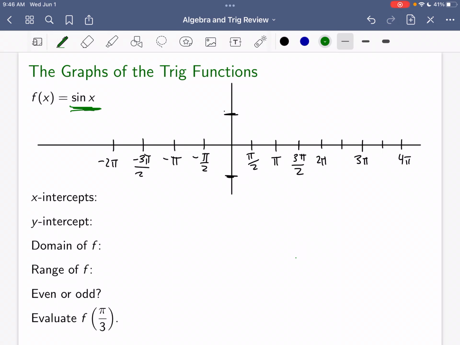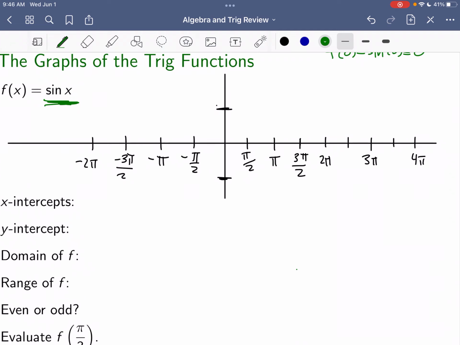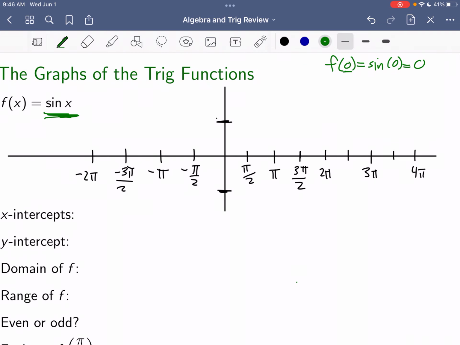And as we remember from our unit circle, if we were to look at f of 0, sine of 0 is 0. So our y value, when our angle is 0, the value of sine is 0. So it should go through (0, 0). When our angle is pi over 2, then we have the sine of pi over 2, and that output is 1. So at pi over 2, we should be up here at 1.